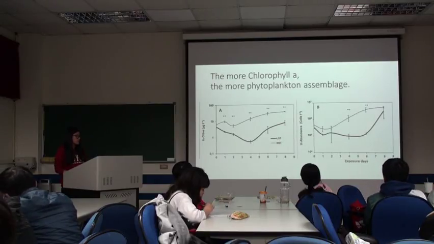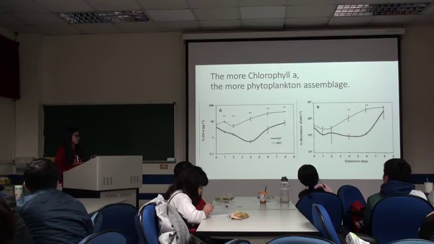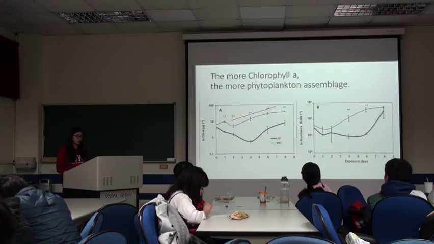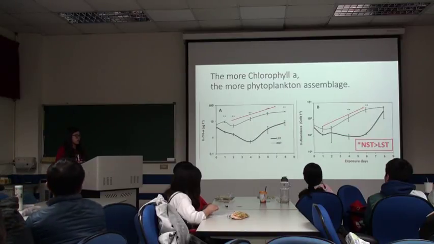In these two pictures, the x-axis is exposure days, and the y-axis in picture A is chlorophyll A concentration. In picture B is abundance. And we can see the trend of chlorophyll A concentration is similar to abundance. That is, the more chlorophyll A, the more phytoplankton assemblage. And we also can see the readings of NST are higher than LST.